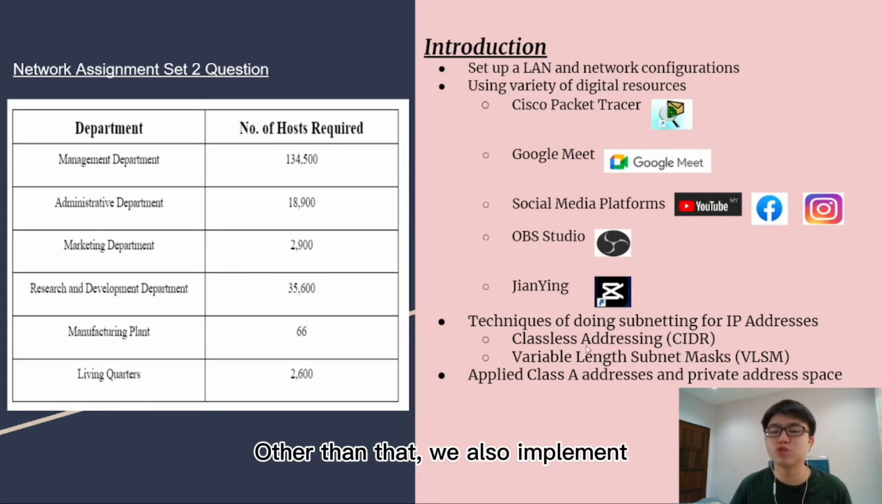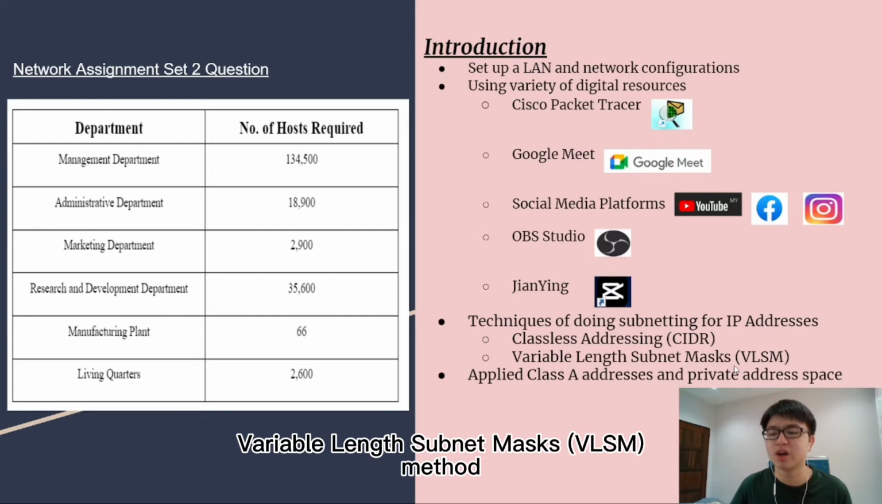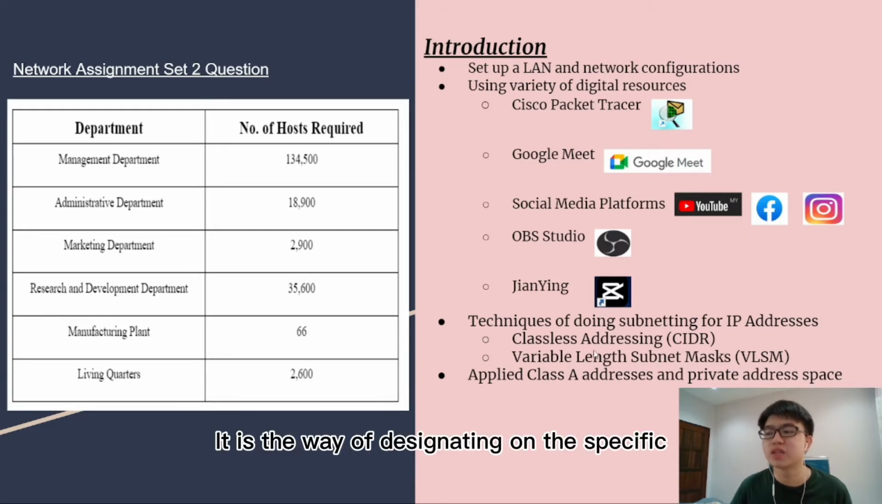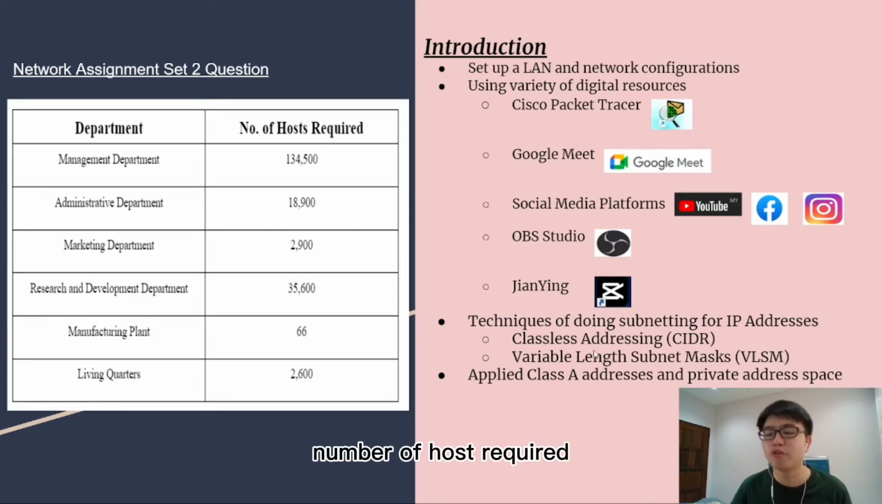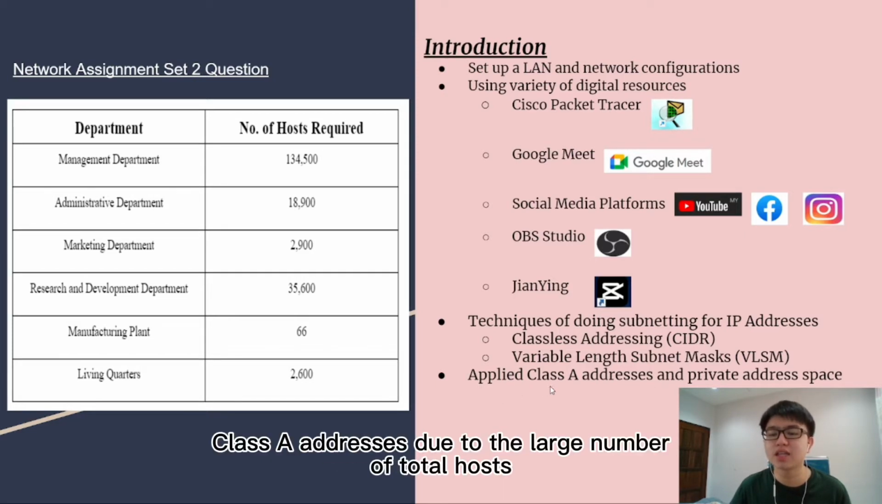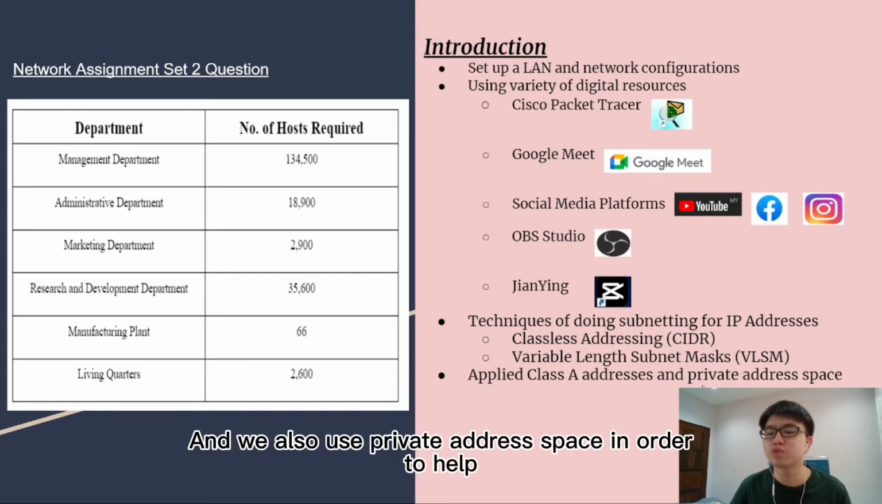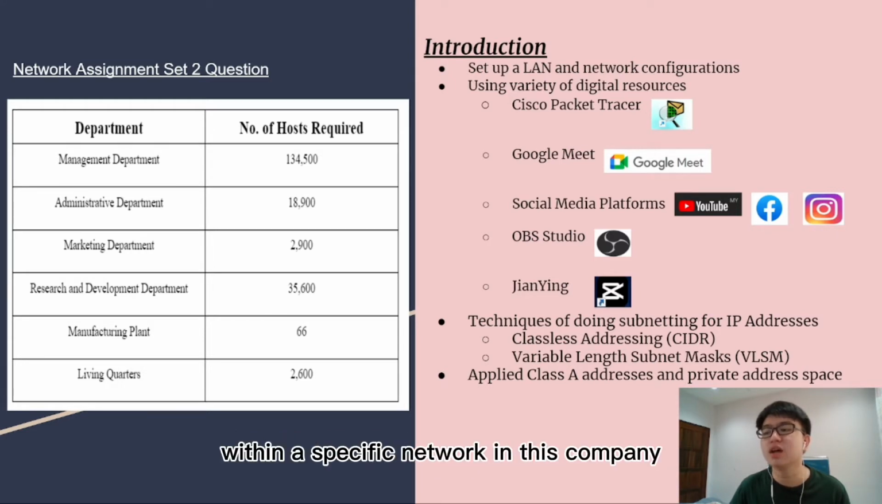Other than that, we also implement the variable length subnet mask (VLSM) method. It is the way of designating the specific number of hosts required for each network in different departments. This method can avoid wasting any IP address and make our network topology more flexible and accurate. Besides, we also apply Class A addresses due to the large number of total hosts, and we also use private address space in order to help bolster security within a specific network in this company.